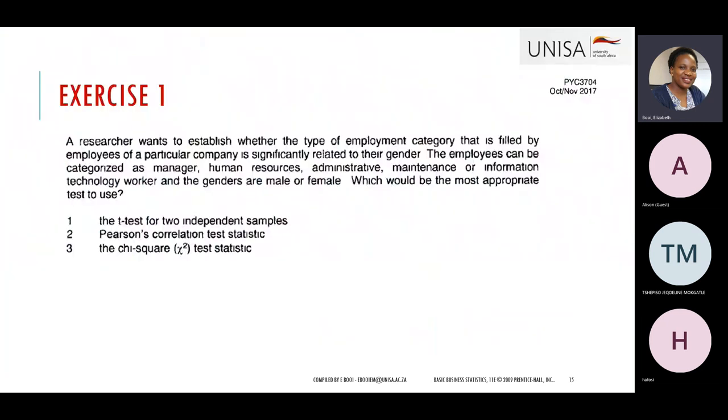So this was from the past exam paper of October-November 2017. The question read as follows, and this is your turn to answer. A researcher wants to establish whether the type of employment category filled by employees of a particular company is significantly related to their gender. The employees can be categorized as manager, human resource, administrative, maintenance, or IT worker. And the genders are male and female. Which would be the appropriate test to use?